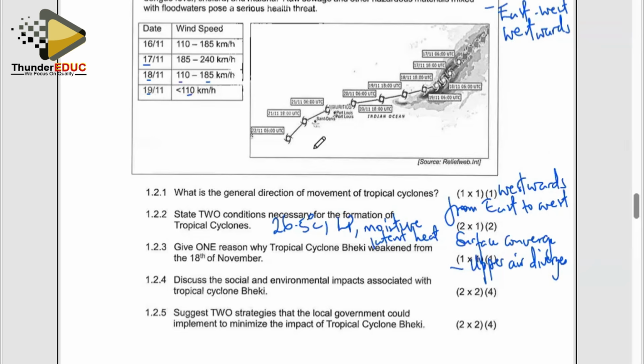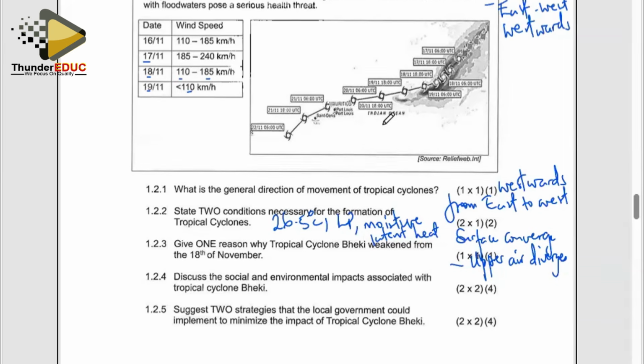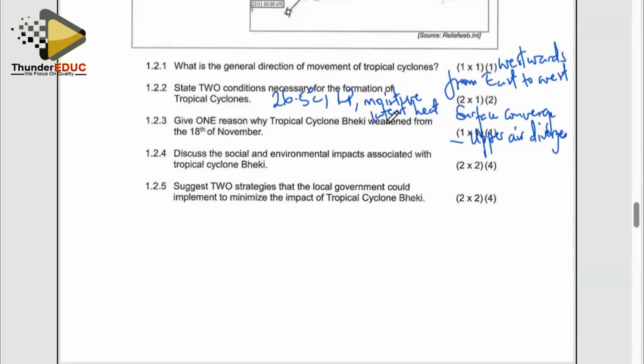Right. If we also want to check its location, this is the 18th. Unfortunately, our infographic is not very clear. We cannot clearly see, but let's justify why it weakened. If you see a tropical cyclone weakening, there are factors that would have contributed towards its weakening. Right. The first reason there, you can talk of limited moisture.